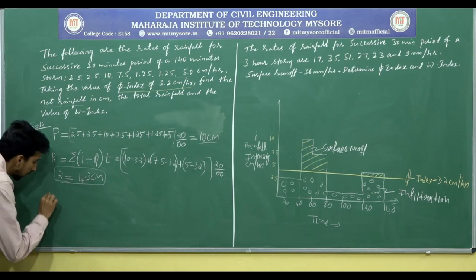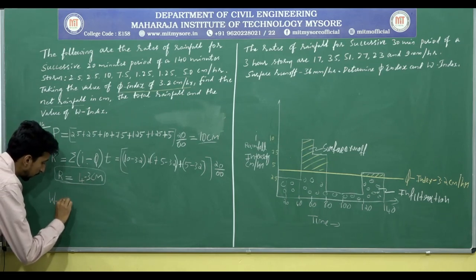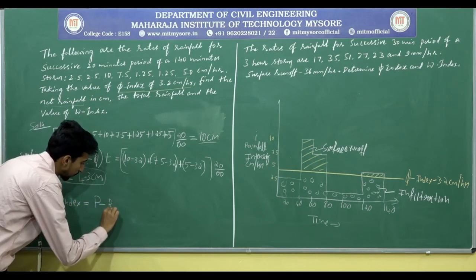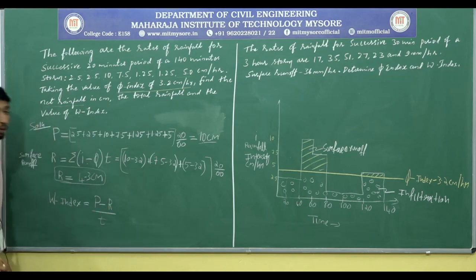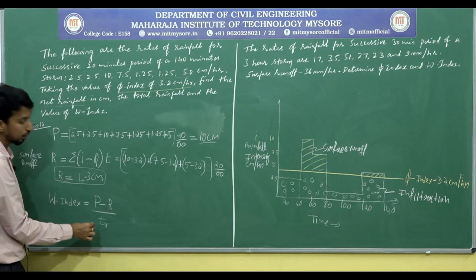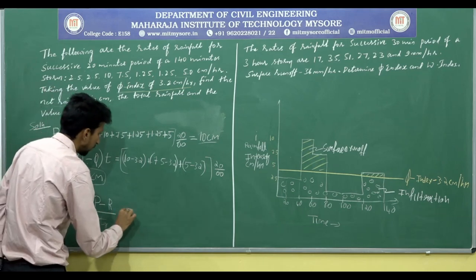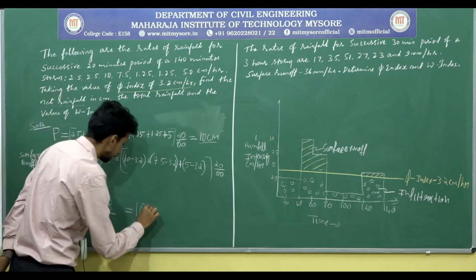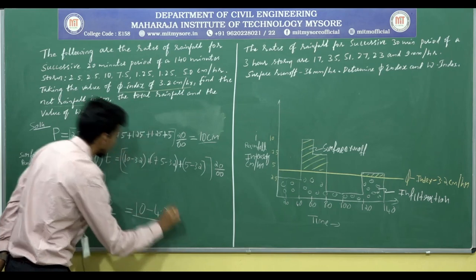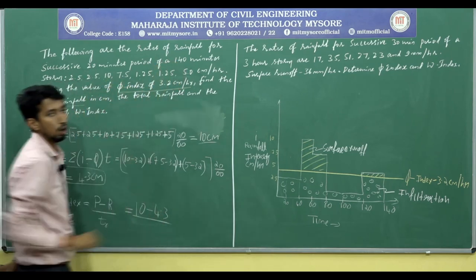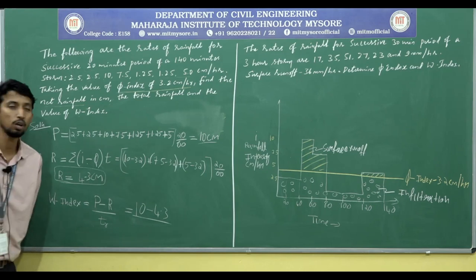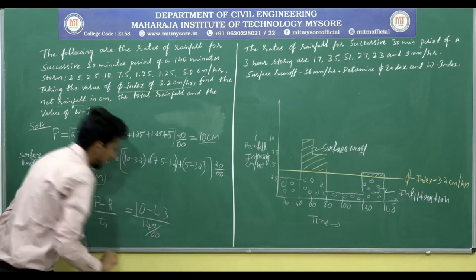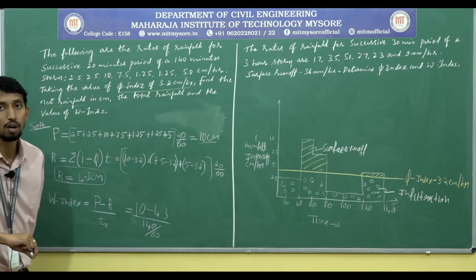Next, we need to find out W index. W index equals rainfall minus runoff, divided by total time. Here we need to consider the total time. Here we know the value of P, P is 10 centimeter. Here we know the value of runoff, runoff is 4.3 centimeter. And what is the total time? The total time is 140 minutes. So here we need to convert it to hours, 140 by 60, because the time has to be converted from minutes to hours.